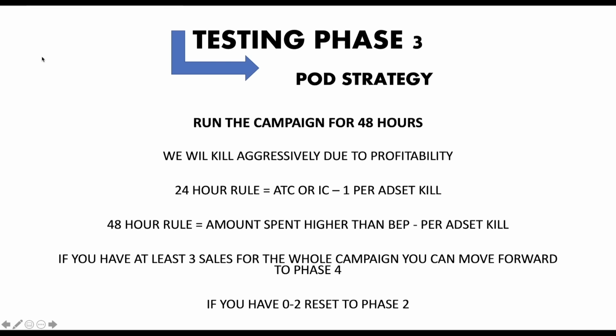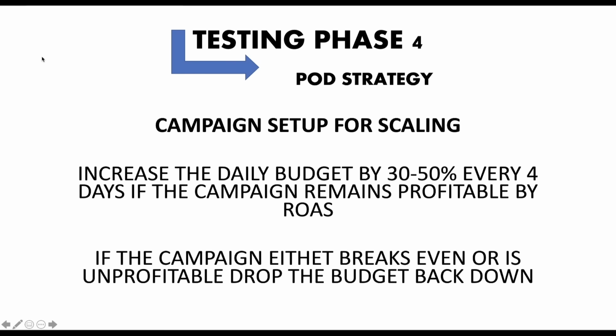If you have at least 3 sales for the whole campaign, you can move forward to phase 4. If you have 0 to 2 sales, reset to phase 2. Campaign setup for scaling: increase the daily budget by 30 to 50% every 4 days if the campaign remains profitable by ROAS. If the campaign either breaks even or is unprofitable, drop the budget back down to the old budget.